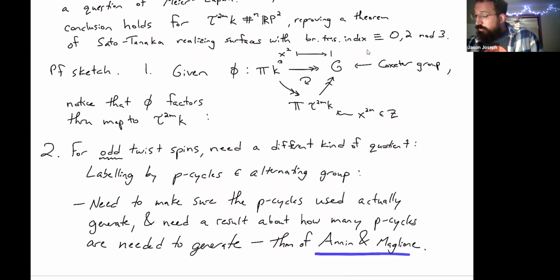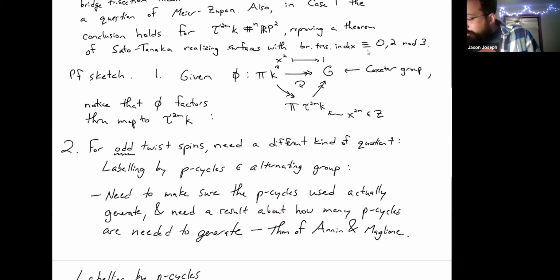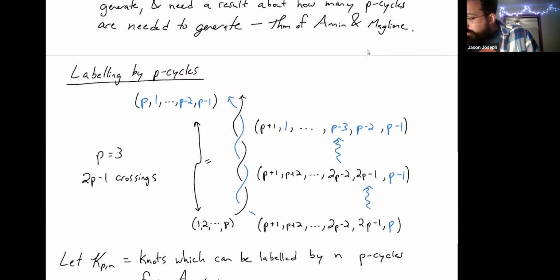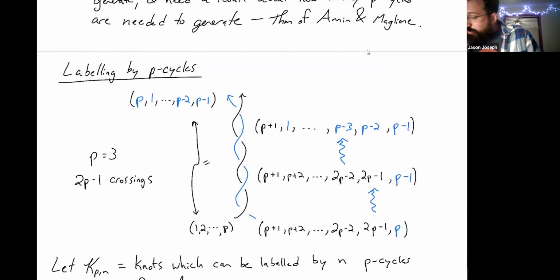So this was a theorem of Anine and Maglione that I'm not going to state because it's a little bit technical. There are some details I'm not going to tell you about, but I will give a small idea. So here's a twist box of 2p minus 1 crossings. In this picture, p is 3, and this is what happens in general, coloring by p cycles.